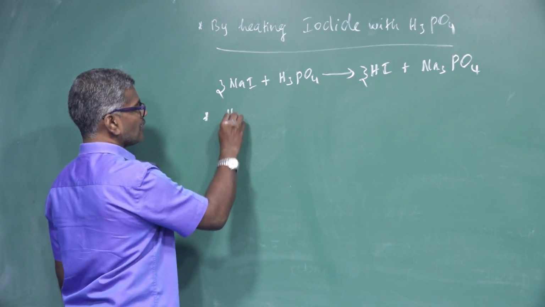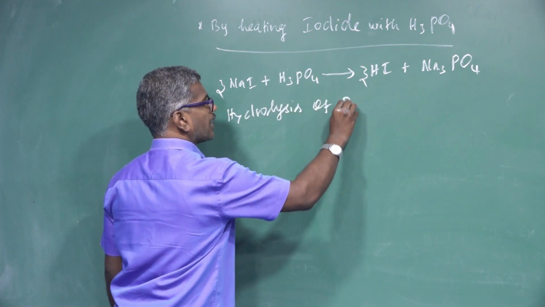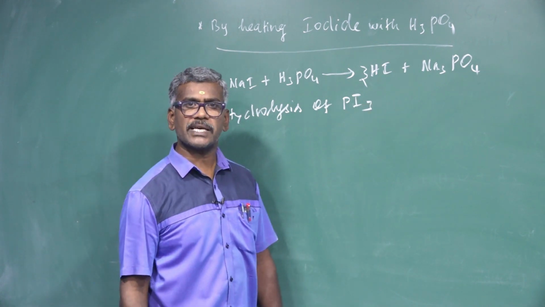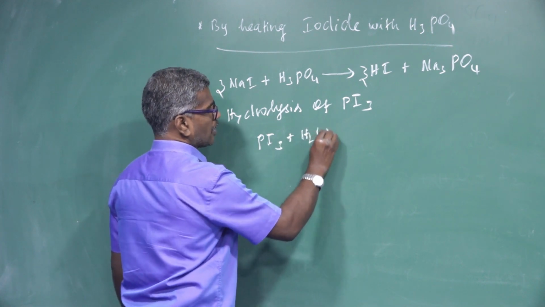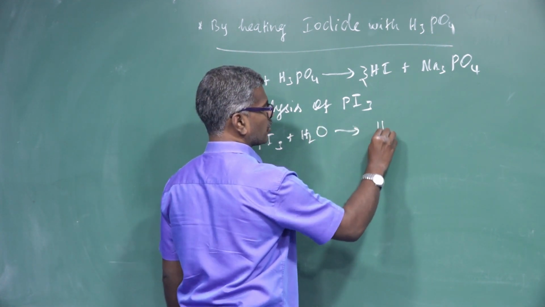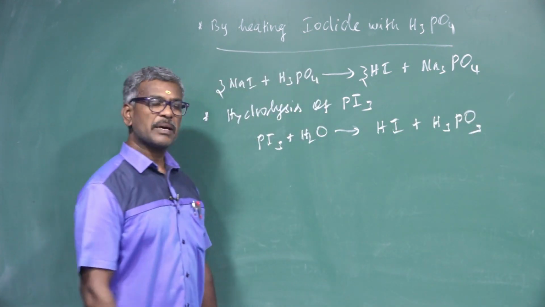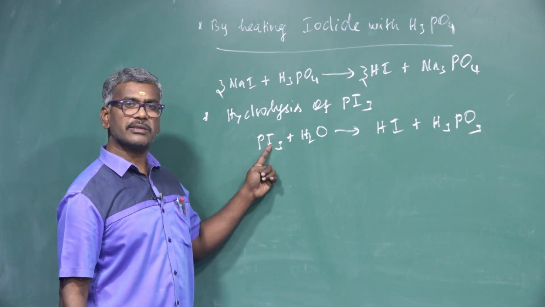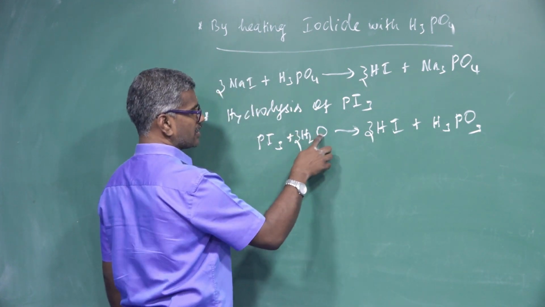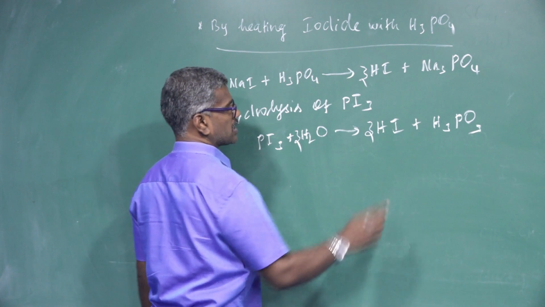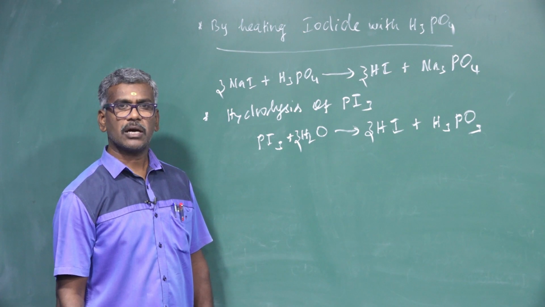Next, hydrolysis of PI3, that is phosphorus triiodide. Hydrolysis means formation of HI and phosphorous acid. Balance the equation: common iodine 3, so 3 times. Common hydrogen, here 3, 3 times. 3 oxygen, 3 hydrogen, 1 phosphorus. This method is common for all: HCl, HBr and HI.